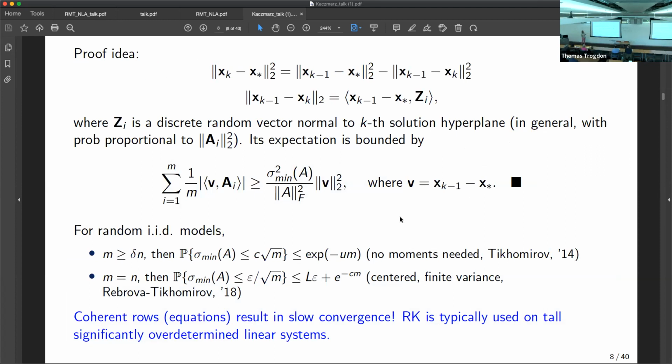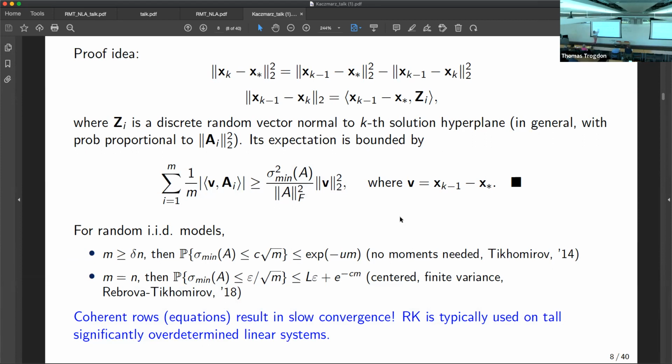This is the slide where I talk a little bit about the proof. It doesn't have random matrix theory. It actually has just a randomization, probabilistic argument. This is the Pythagorean theorem written out.